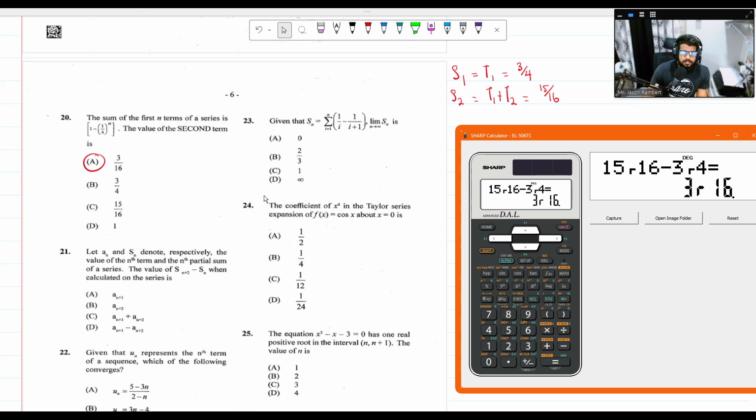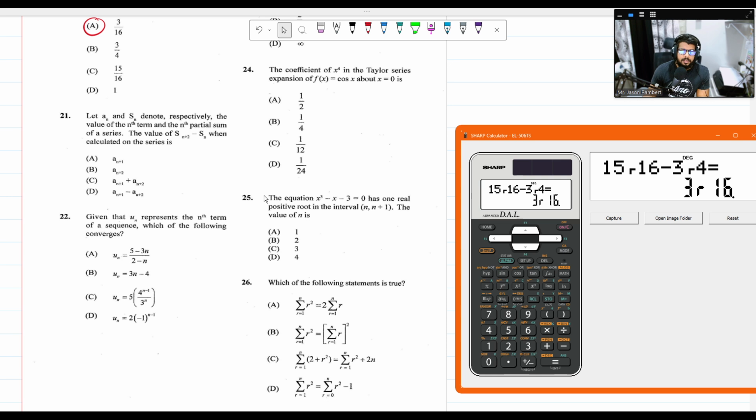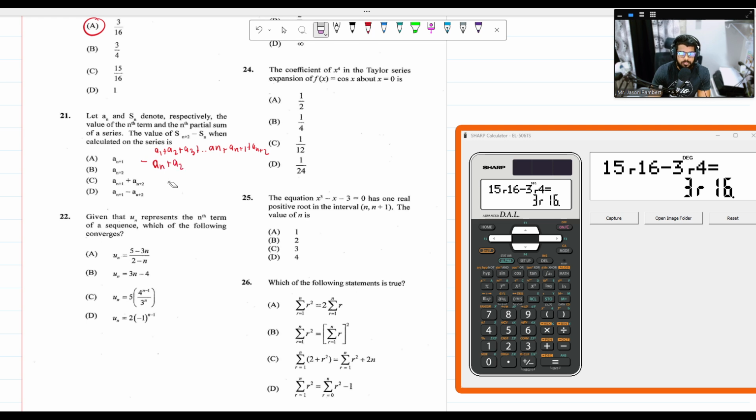Alright, so let A sub n and S sub n denote respectively the value of the nth term and the nth partial sum of a series. The value of S sub n plus 2 take away S sub n. The sum of the first n plus 2 terms is A1 plus A2 plus A3 all the way up to A n plus A n plus 1 plus A n plus 2. And S sub n is going to be A1 plus A2 all the way up to A sub n. So when I take them away, all the terms up to A sub n go away, and I remain with A n plus 1 plus A n plus 2. C is the answer.